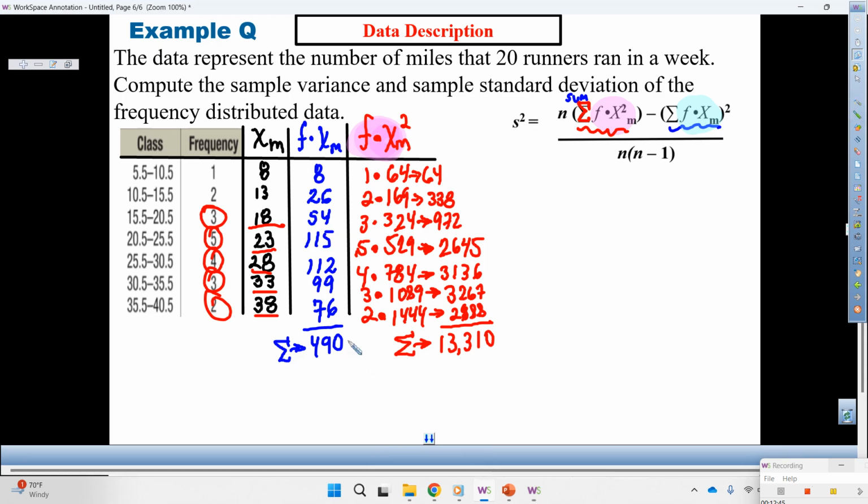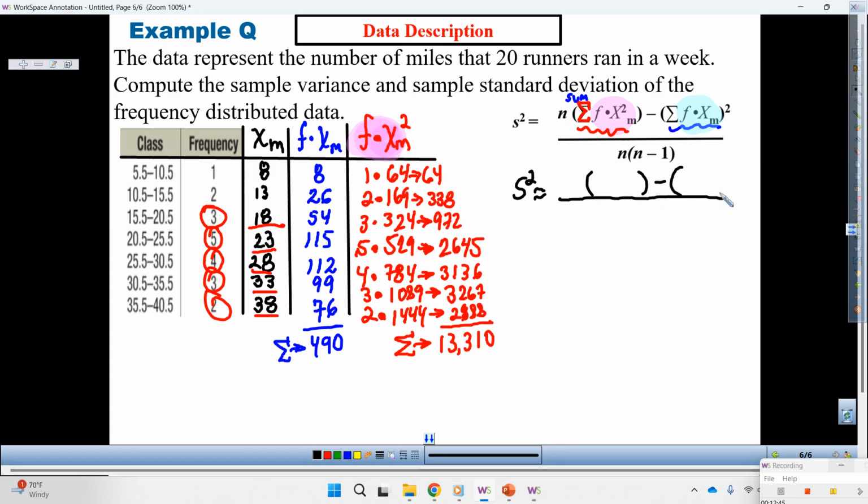All right. So now that we have our data ready, let's get our formula. Here we go. Variance is approximately parentheses minus parentheses squared, over parentheses minus 1. So, by the way, what is n? Read the problem and tell your neighbor what n stands for.